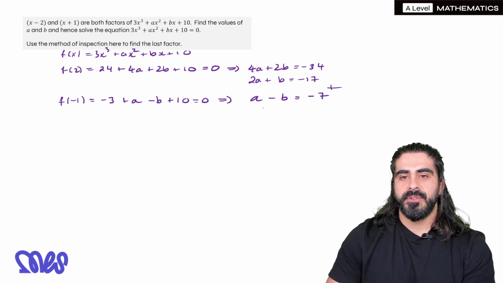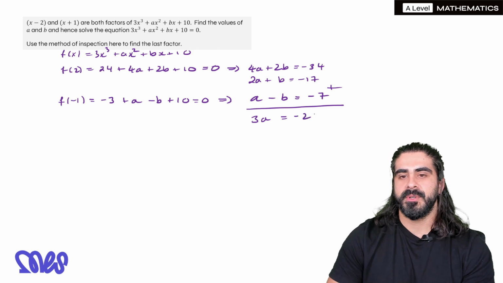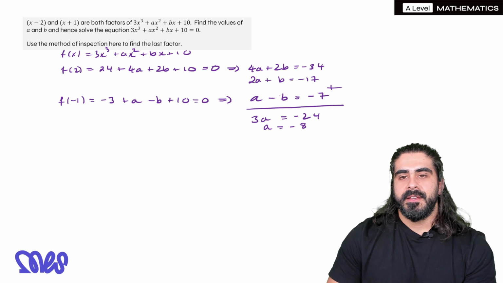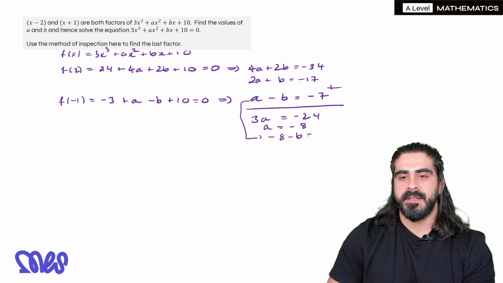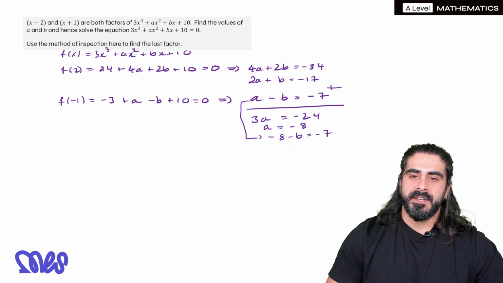All right, let's add the two equations. So we have 3a is minus 17, minus 7 would be minus 24. So a is minus 8. And then I guess the easier one is to maybe sub into the second one. So you have minus 8 minus b is minus 7. So you would get b is minus 1.